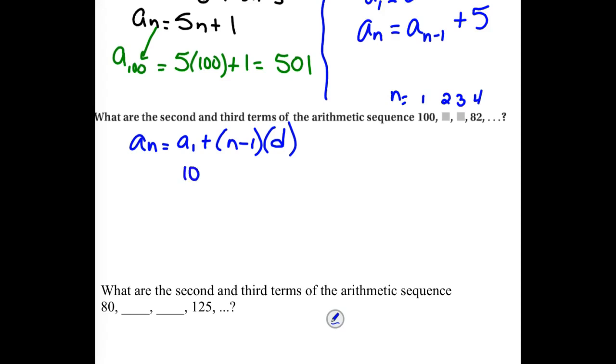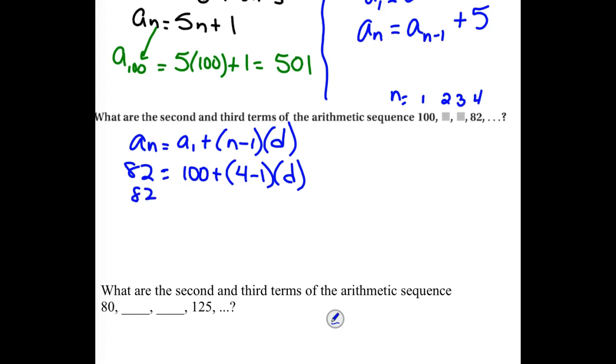I know my first term is 100. And the other thing that I know is that my fourth term is 82. Well, if the fourth term is 82, that means if I replace n with a 4, I should get 82 for my answer. Let's say that again. If the fourth term is 82, then if I put a 4 in for n, I should get 82 for an answer.